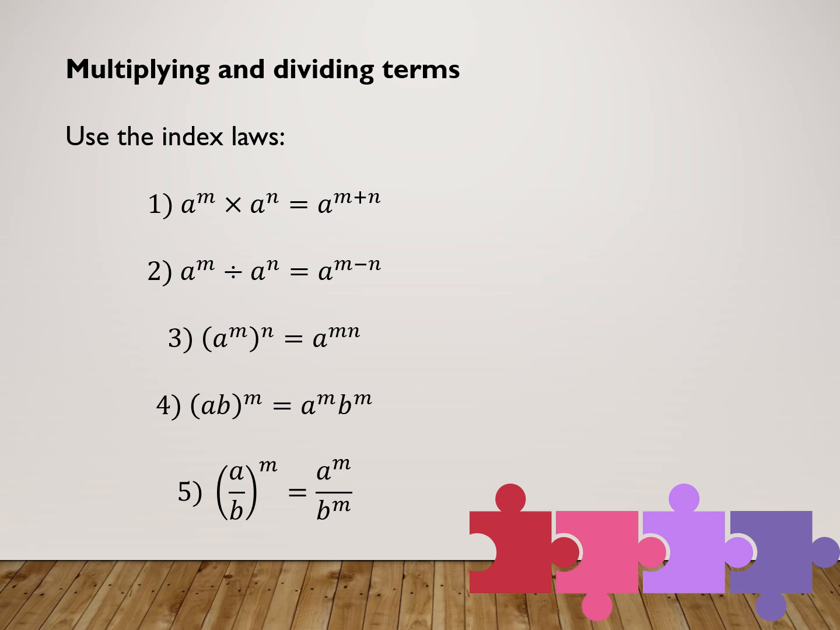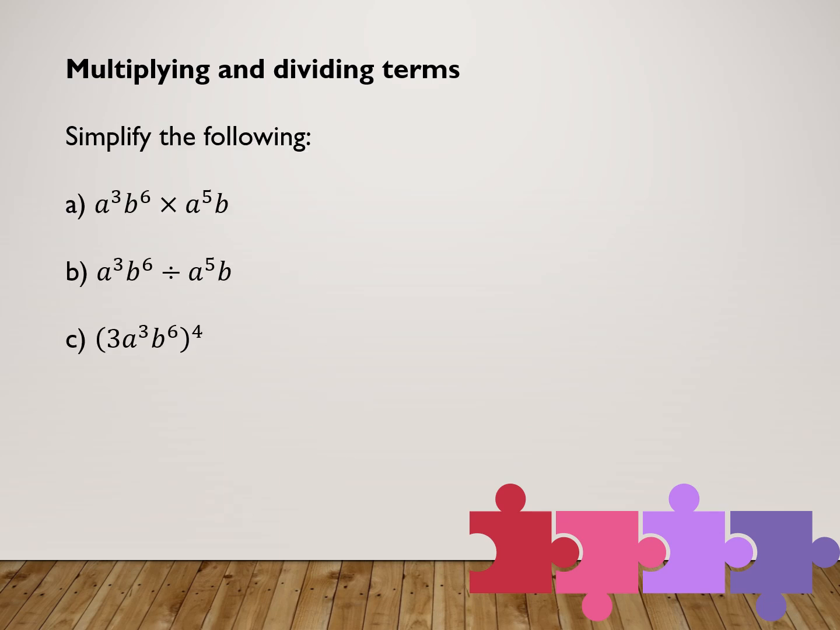When I've got a term with two pronumerals, I can make them both to the power of m, and that goes whether I'm multiplying or dividing. So let's have a look at some examples. So simplifying the following, so when we multiply, we add, dividing, and power.